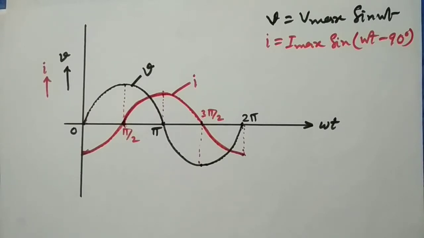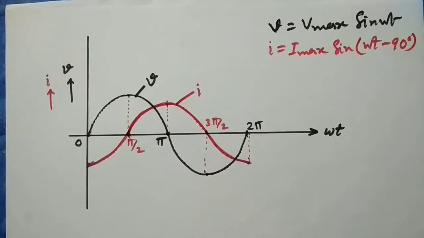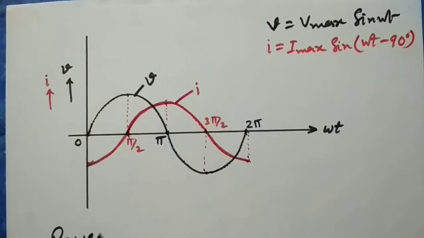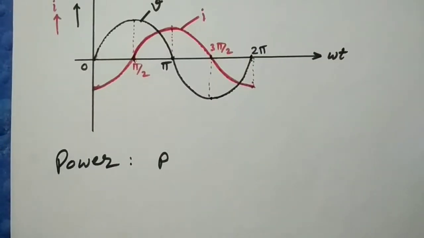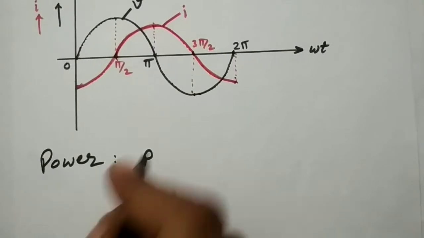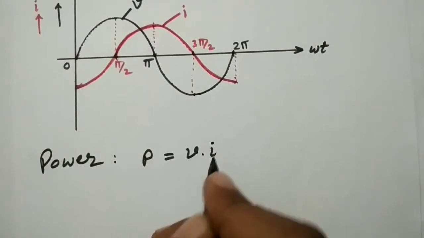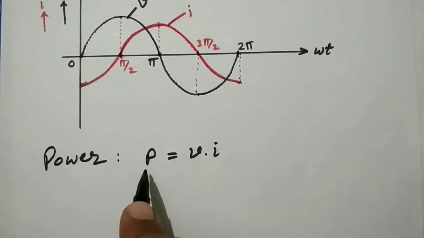Now, if we consider the power equation of a purely inductive circuit, as we already saw in the purely resistive circuit, the power is the product of instantaneous voltage and instantaneous current. It will give us the instantaneous power.